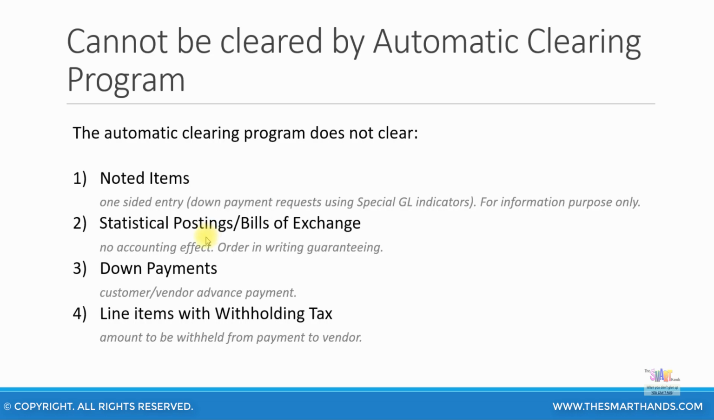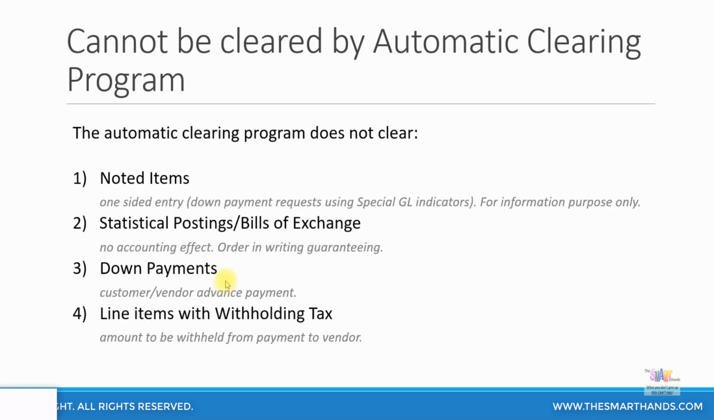There's something called statistical postings or bills of exchange. This is like a bank guarantee. So, for example, from a customer, you're not sure the customer will make the payment or not. So, you're asking the customer to give a bank guarantee. Again, these are items which you just post in the system. Again, it's a statistical posting. It's not an actual financial transaction. It's like a document. You can imagine that you're getting a bank guarantee document.